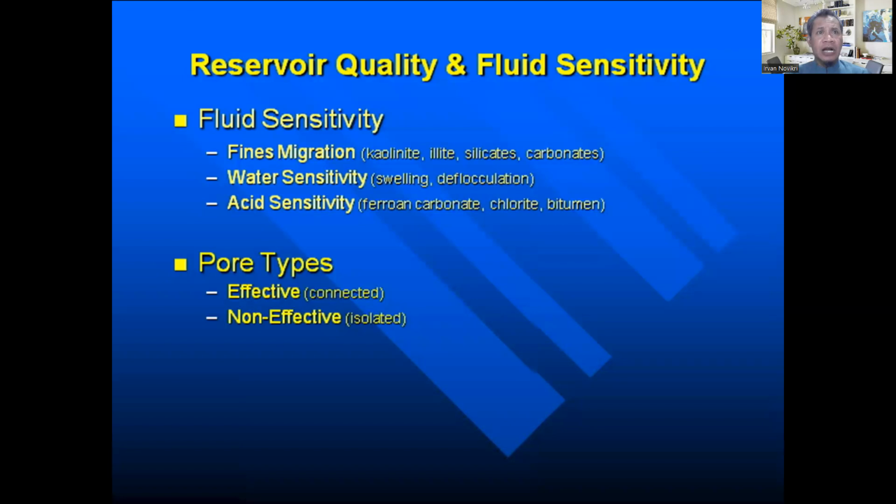So to recap, fluid sensitivity: fines migration, kaolinite, illite, silicate, carbonate, water sensitivity, swelling, and flocculation, with flocculation being the primary component in Alberta and BC asset sensitivity. From carbonate, chloride and bitumen, pore throat type matters; some are effective, some are not so good. It's important to know what we are looking at. I think that's all.